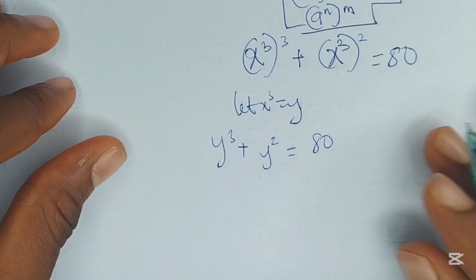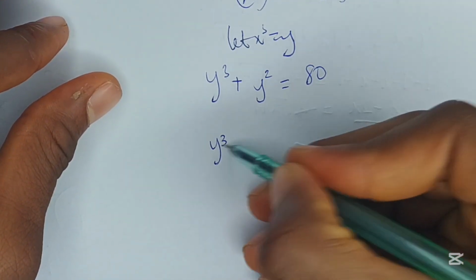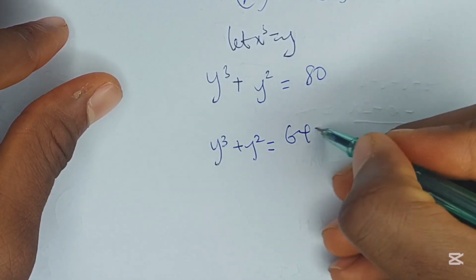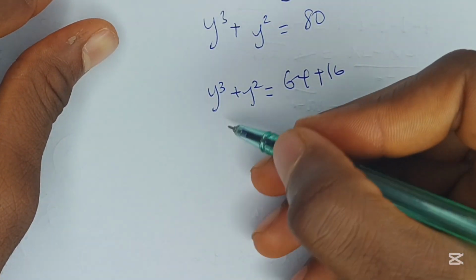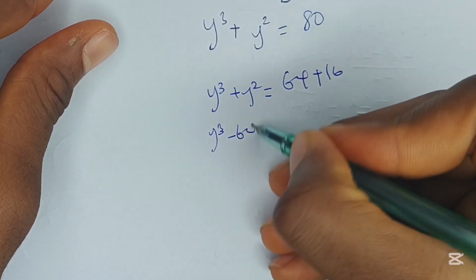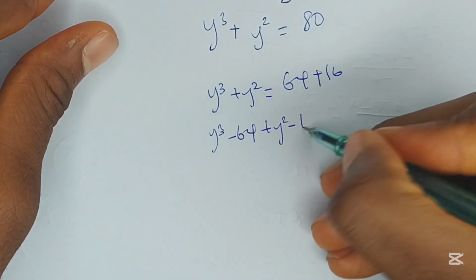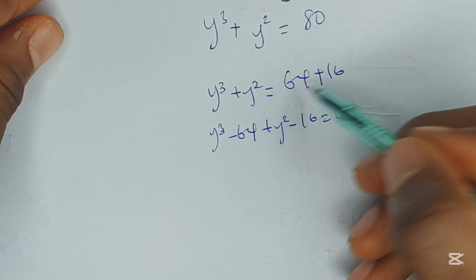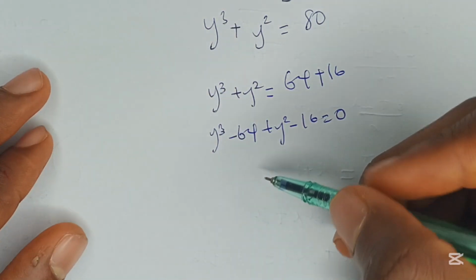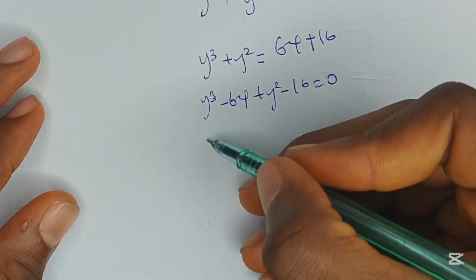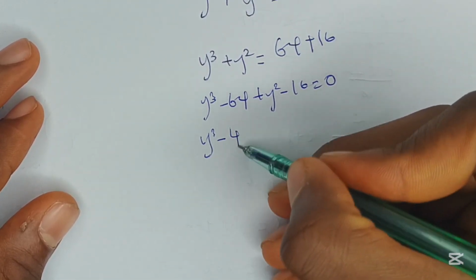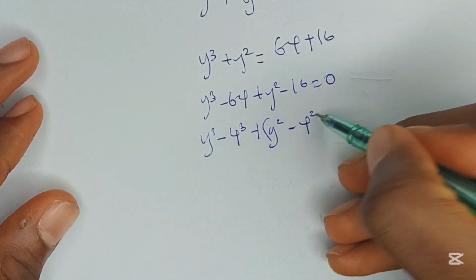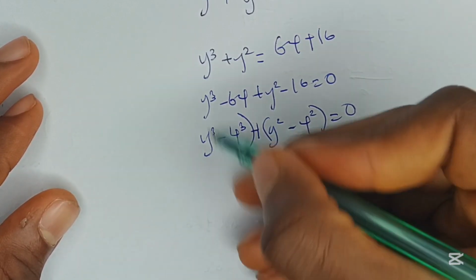From here we have y cubed plus y squared equal to 80, where 80 is 64 plus 16. So we have y cubed minus 64 plus y squared minus 16 is equal to 0. What we simply did is to subtract 64 and 16 from both sides. So we have from here y cubed minus 4 cubed plus y squared minus 4 squared is equal to 0.